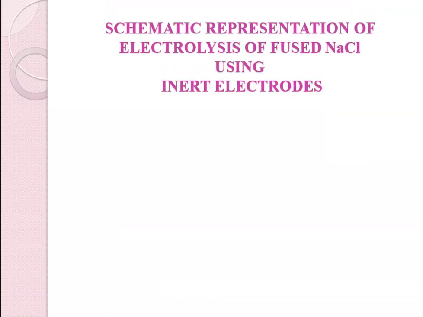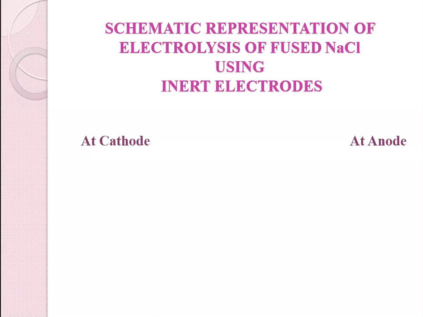How do we write this process? It is called the schematic representation of electrolysis of fused NaCl using inert electrodes. One thing I should tell you at this point: while writing an electrolytic process, you must always mention the nature of the electrolyte, in this case fused sodium chloride, and also the nature of the electrodes, in this case the inert electrodes.